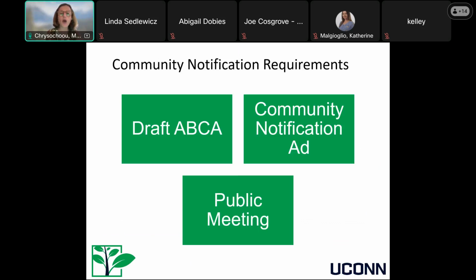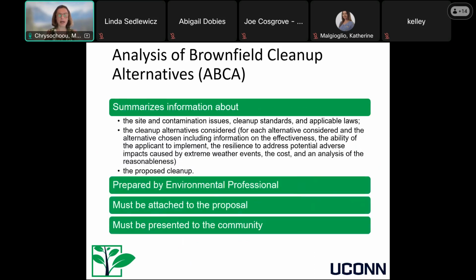So if you have answered all these questions positively and you are ready to get your grant application going, something that you have to think about well in advance are the community notification requirements. There are 3 main requirements: to have a draft ABCA, and I will explain what that abbreviation is and what it means in the next slide. You need to have a community notification ad, and you need to have a public meeting. So let's look into the ABCA.